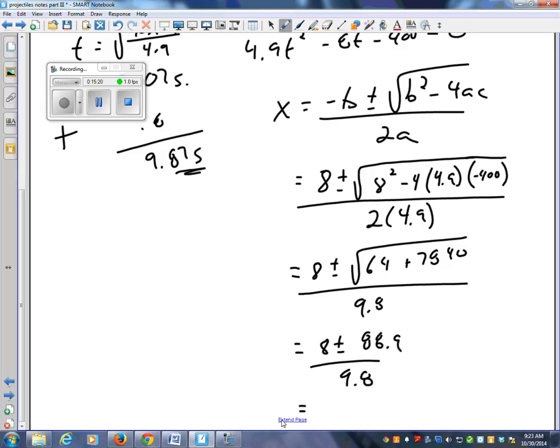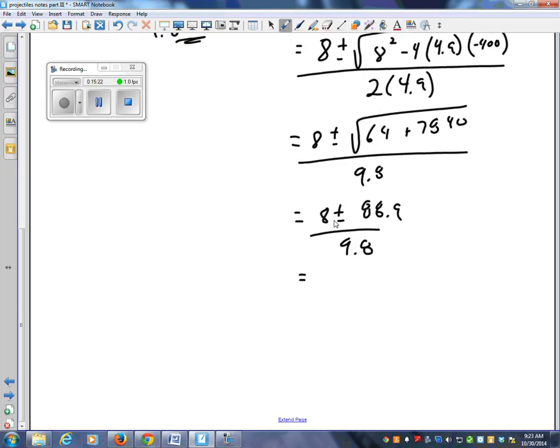I want a positive time. The only way I can get positive time is if I add or subtract the 88.9. Add, right? So don't even worry about the negative one. So it's 8 plus 88.9, and then divide by 9.8, and what should the answer be? 9.89 seconds. What did we have before?